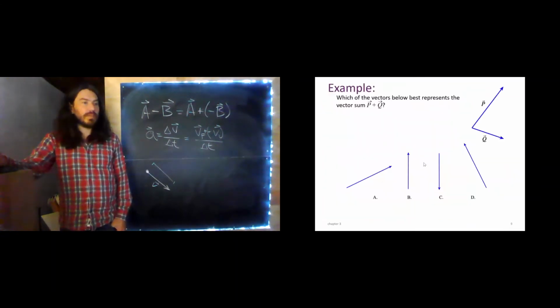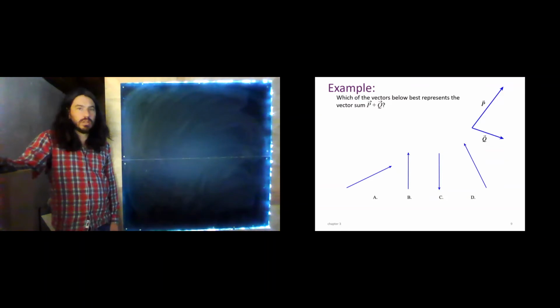Okay, why don't you try one? So which vector below represents the vector sum p plus q? Try it on your own. I'll see you on the other side.